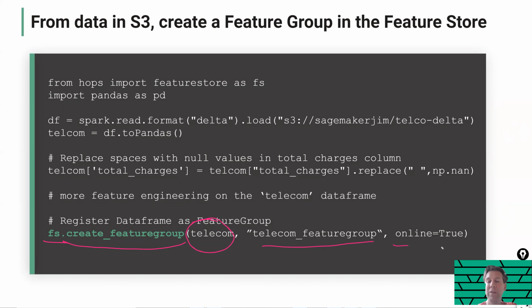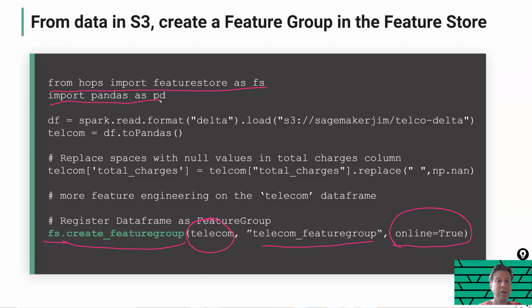And then we're going to say whether we're going to add it to both the online and offline feature stores or just the offline feature store. In this case, we're adding it to both. If we examine this code, firstly, we have a Hops library and we're importing the feature store as an object called FS, it's a module. And then we'll import pandas.